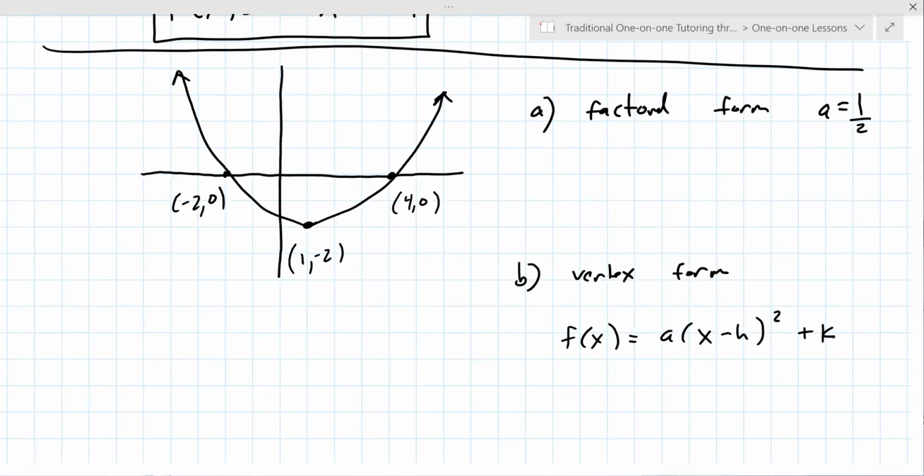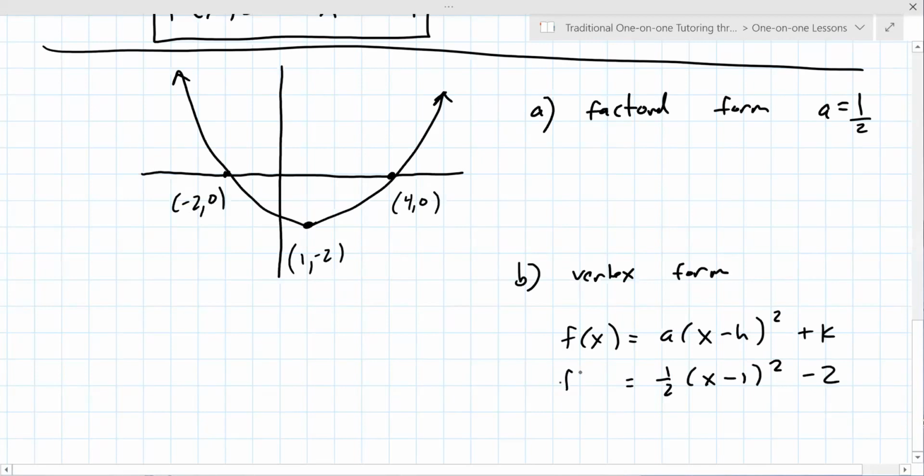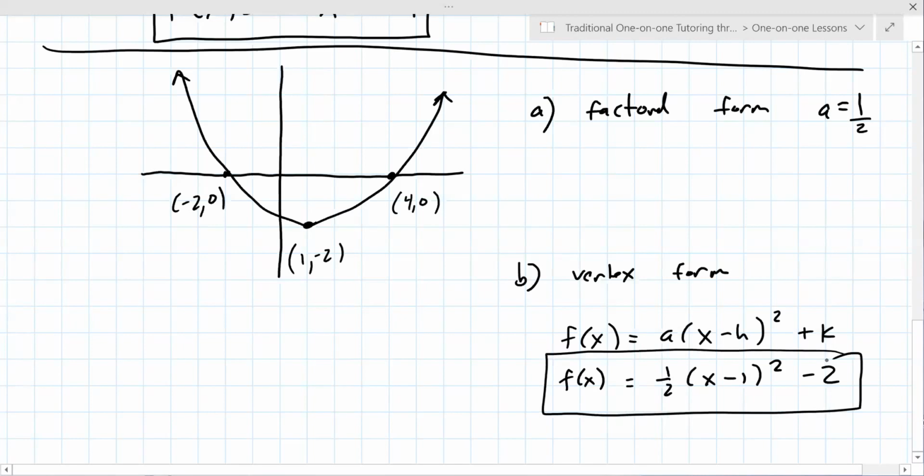So then f(x) equals 1/2 (x minus 2. Actually, wait, no, minus 1) squared minus 2. And then you can't. So this is your final answer here. Okay. Yeah, I was thinking of the other one where it was the 0, and I was like, oh wait, it doesn't matter.